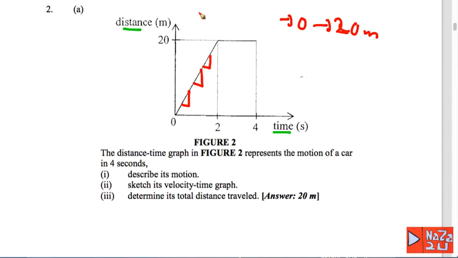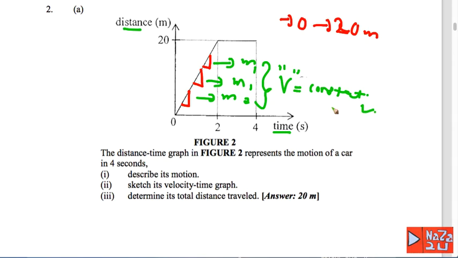If you calculate the gradient of the graph here, we have the gradients, let's say m1, m2, and m3. So we have a single value of the velocity, a constant v. So meaning we have a constant velocity, or uniform motion.